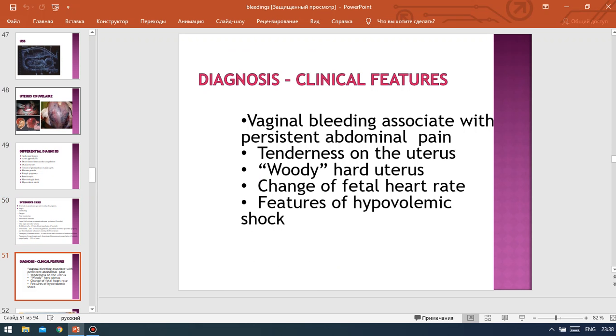Diagnosis, clinical features. The first: how can we make this diagnosis? The first is vaginal bleeding associated with persistent abdominal pain. Abdominal pain is acute pain in the stomach. Tenderness of the uterus, woody hard uterus, change of fetal heart rate, and features of hypovolemic shock.